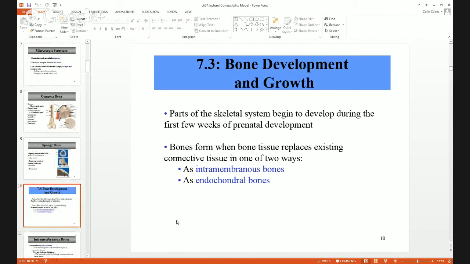Bone development and growth. Parts of the skeletal system begin to develop during the first few weeks of prenatal development. Bones form when bone tissue replaces existing connective tissue in one of two ways. It either becomes intramembranous bones, parts of the skull, or endochondral bones, long bones of the body.